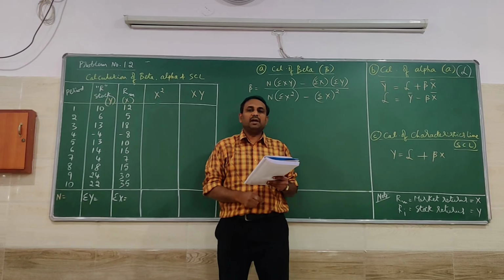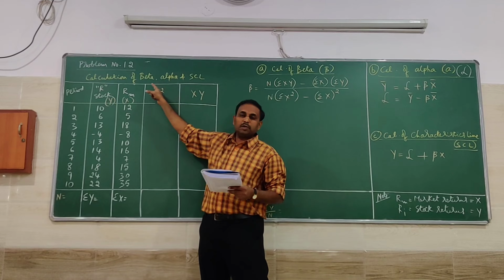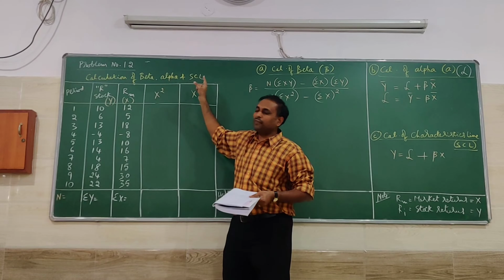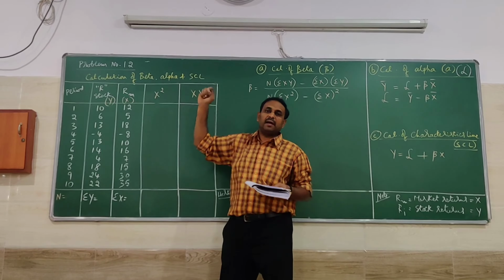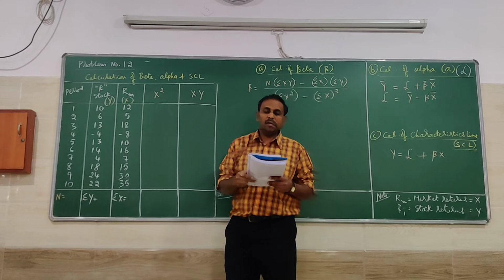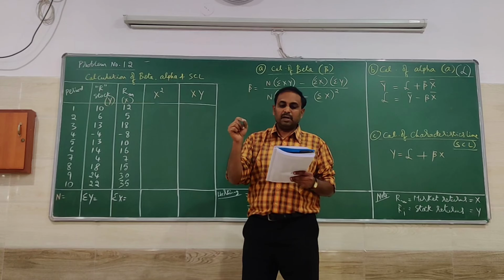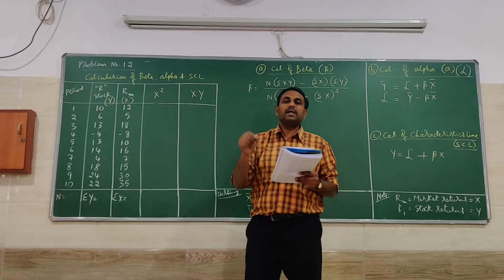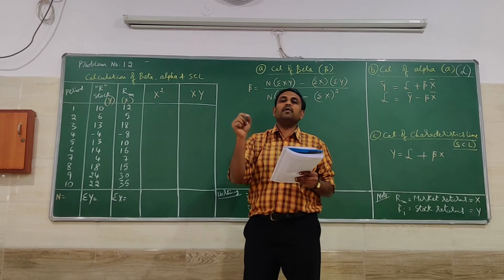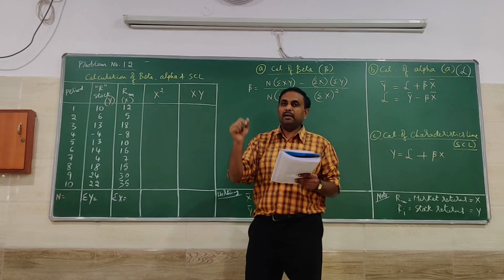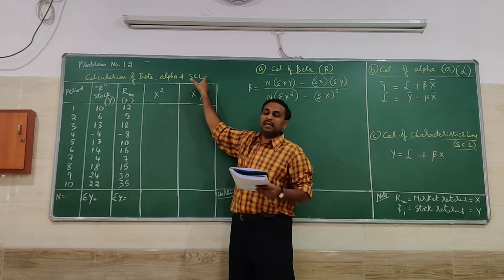Problem number 12 we will take up today. Calculation of beta, calculation of alpha, calculation of SCL, that is characteristic line. So here the problem goes like this. First one, calculate beta of the security. Second one, what is the alpha of the equation? The third one, draw characteristic line. We call that as SCL.